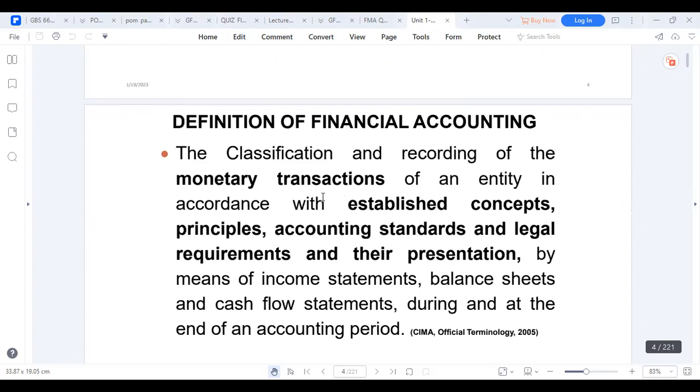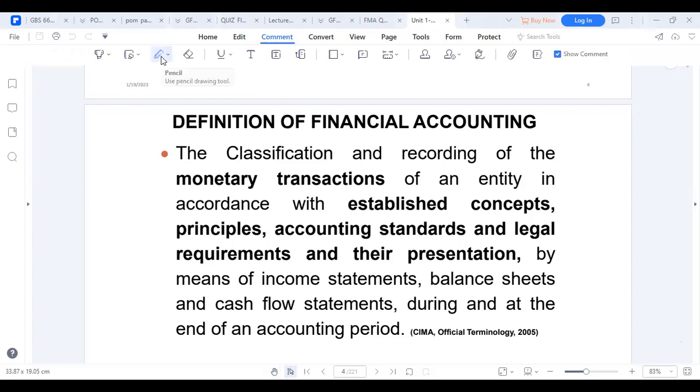And so FMA also has this definition of financial accounting being the classification and the recording of monetary transactions of an entity in accordance with established concepts, principles, accounting standards, and legal requirements, and their representation by means of an income statement, a balance sheet, a cash flow statement during or at the end of an accounting period. So this definition outlines the syllabus of financial accounting in its entirety.